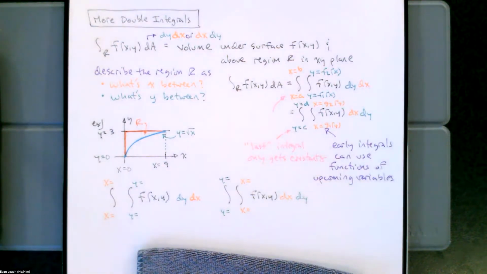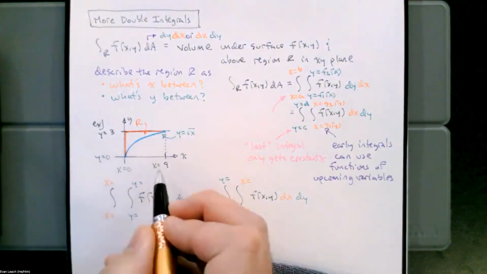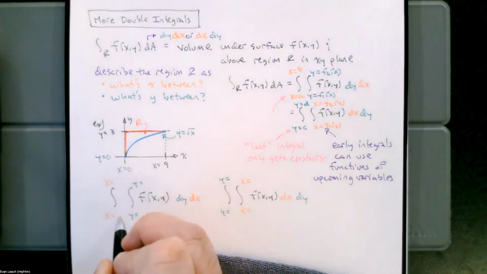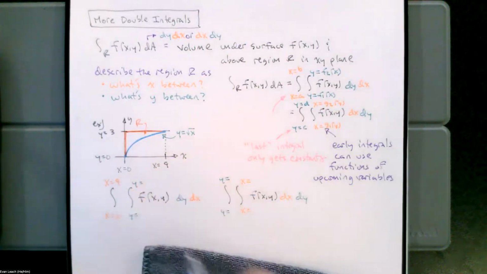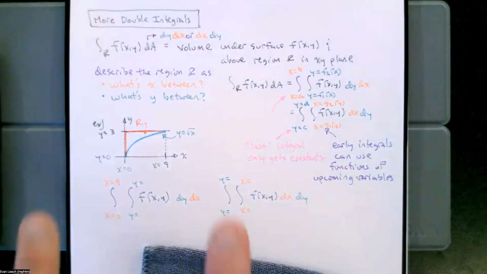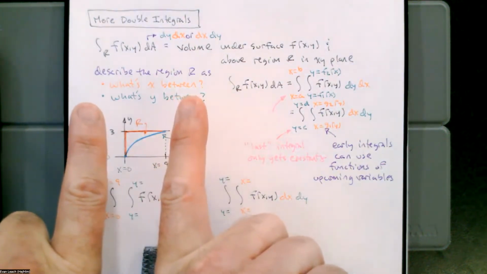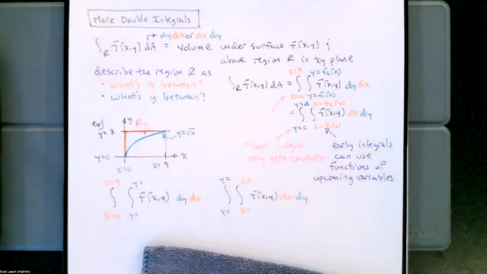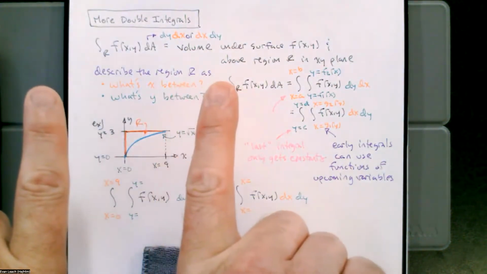Since we know that the last integral only gets to use constants, that's the one that we should write down first. So the dy dx integral, x has to be constants. We just write the values of x were between 0 and 9. We don't worry about the shape. The last integral only gets constants. Just what values of x is the shape between. We'll only worry about left to right constants.